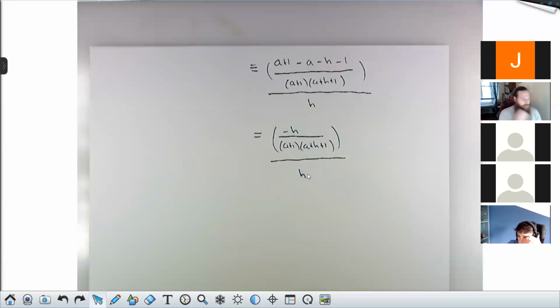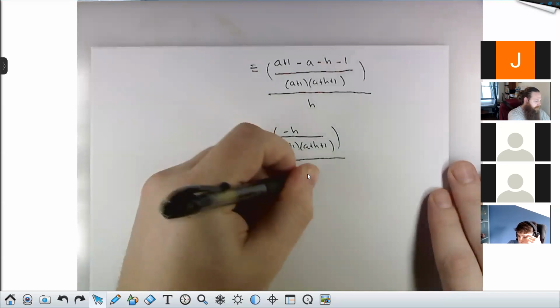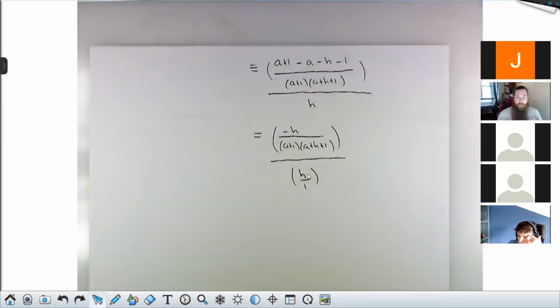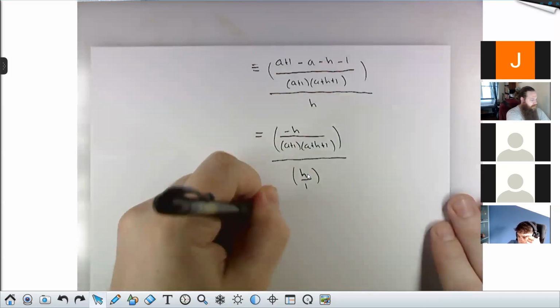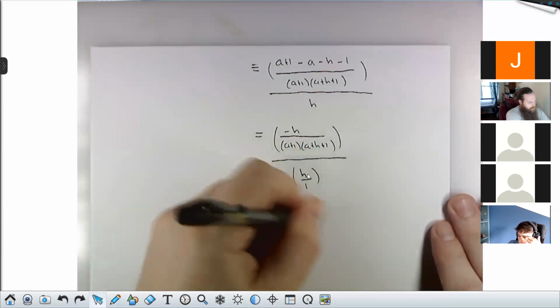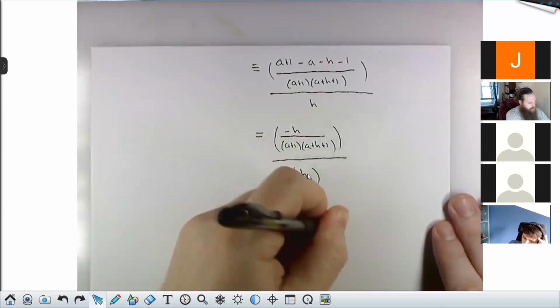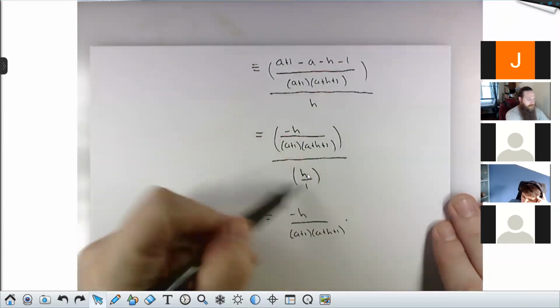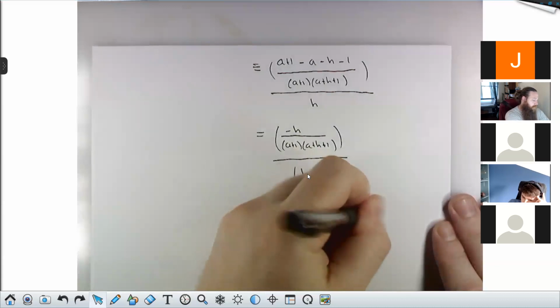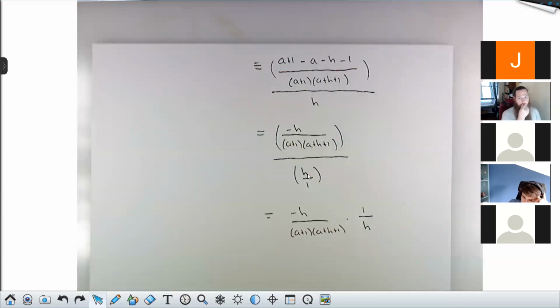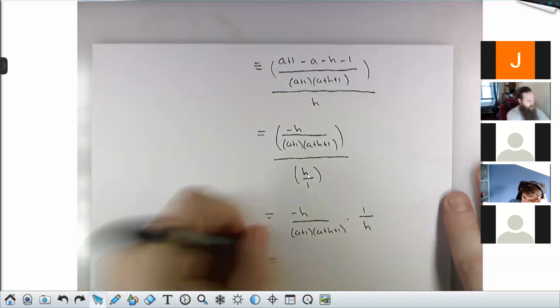So my suggestion is to think of the top and bottom as fractions. The bottom is the fraction h over 1, right? H is h over 1 in the same way that 5 is 5 over 1 or 10 is 10 over 1. So I leave the top alone. And I multiply by the reciprocal of the bottom, which is going to be 1 over h. And then you can multiply these fractions straight across.